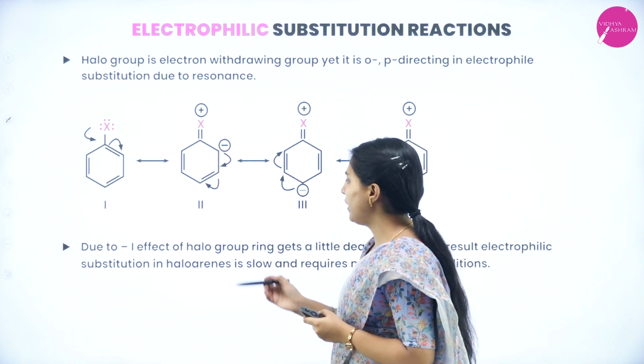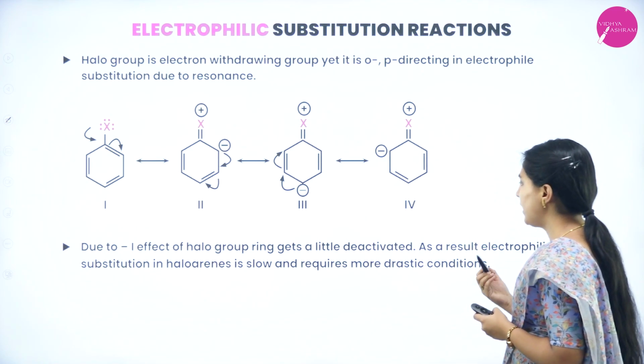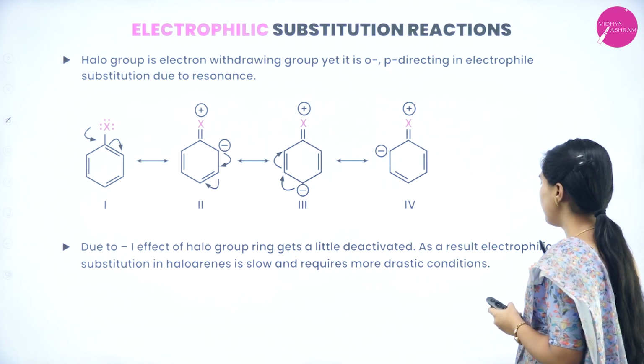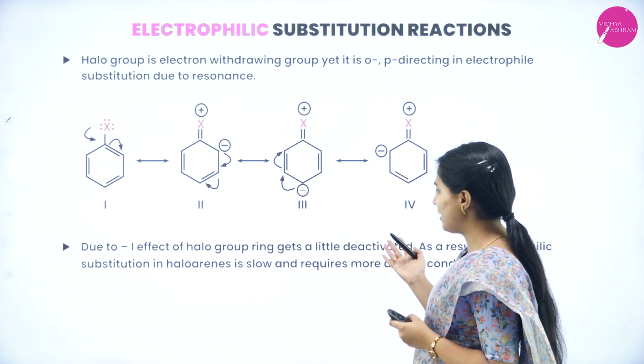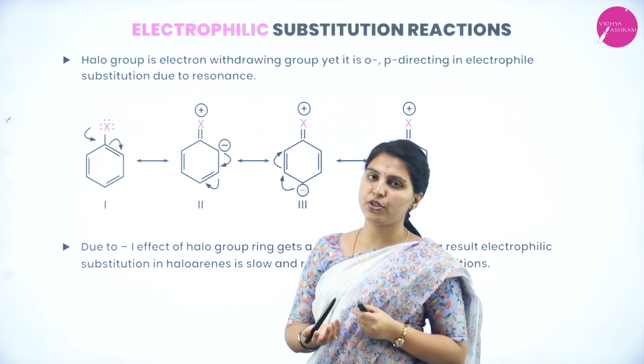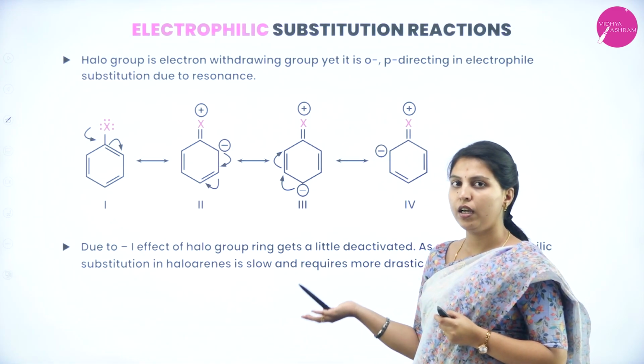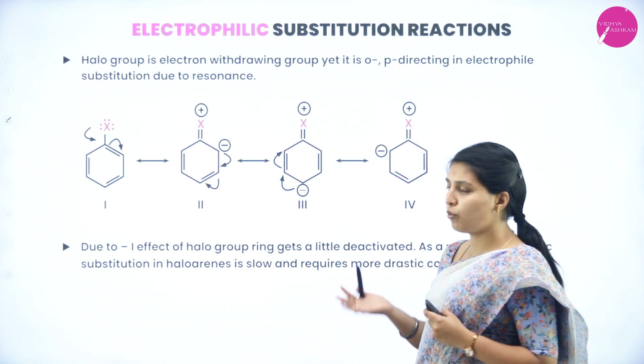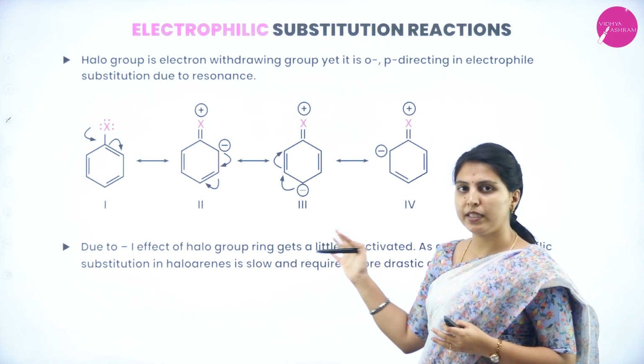Due to the minus I effect of the halo group, the ring gets a little deactivated. As a result, electrophilic substitution in haloarenes is slow and requires more drastic conditions. Even electrophilic substitution reactions are very slow in arenes and require more drastic conditions to happen.